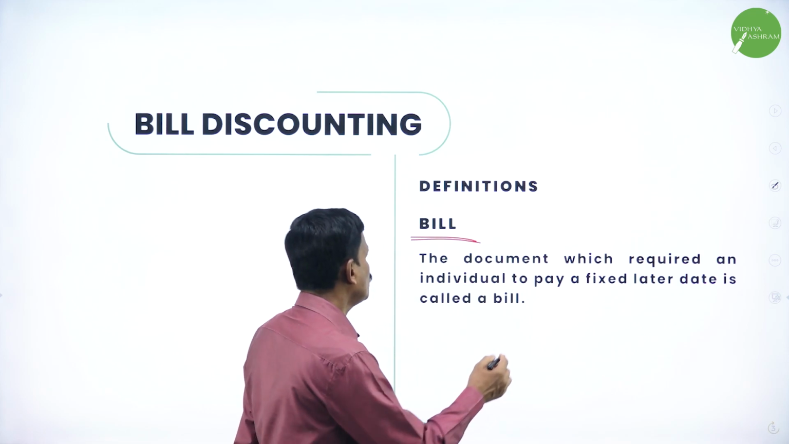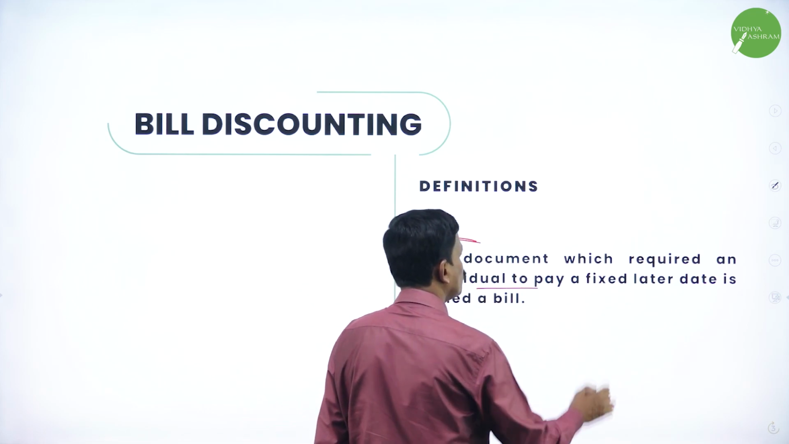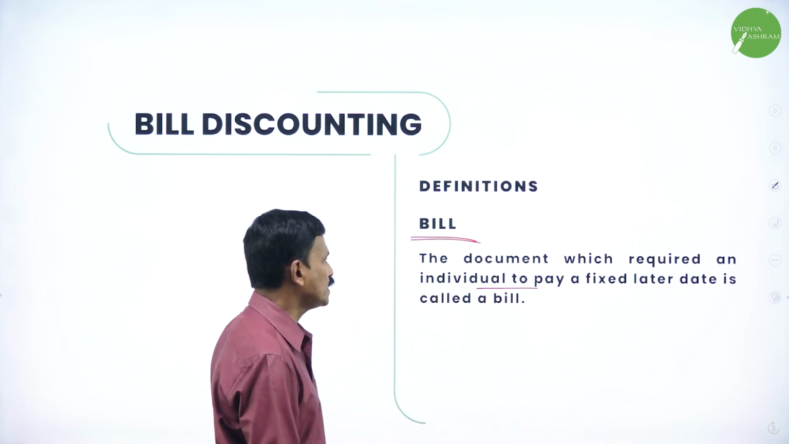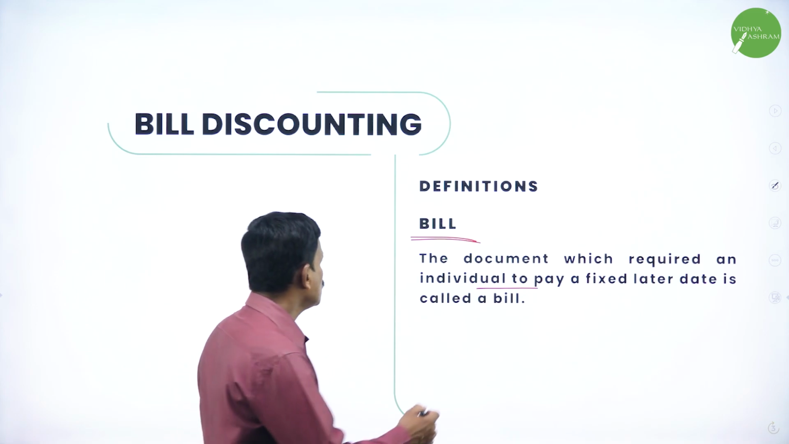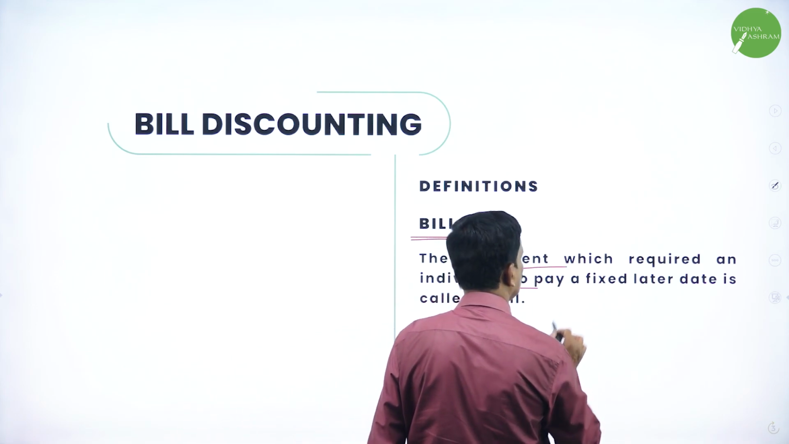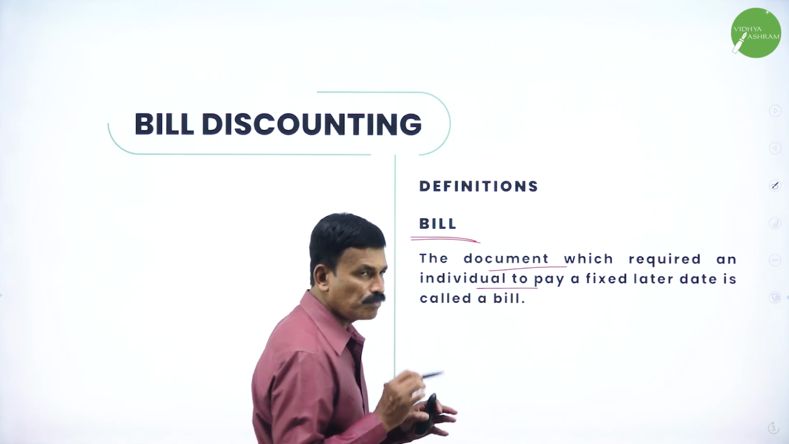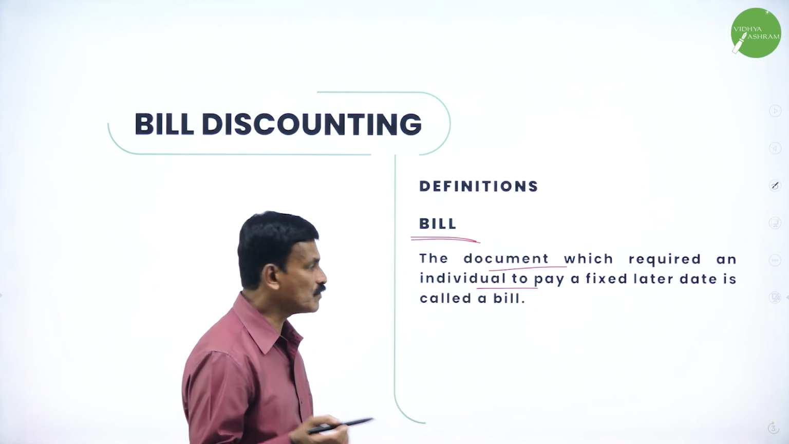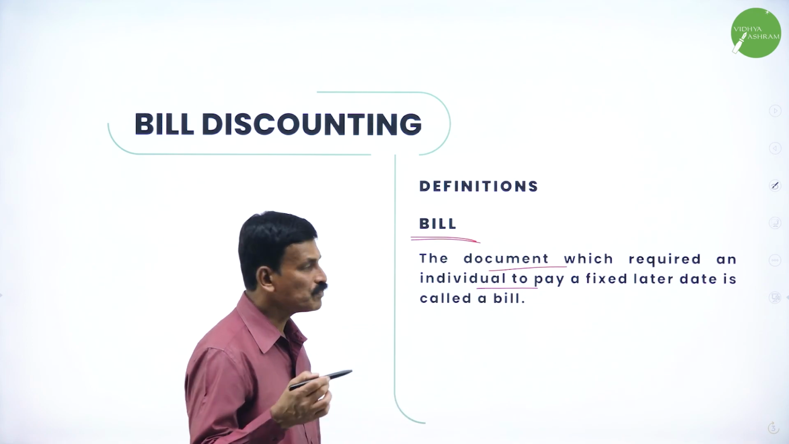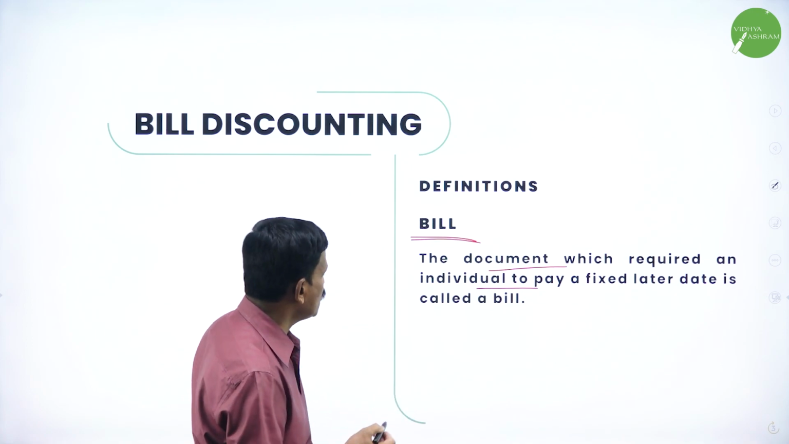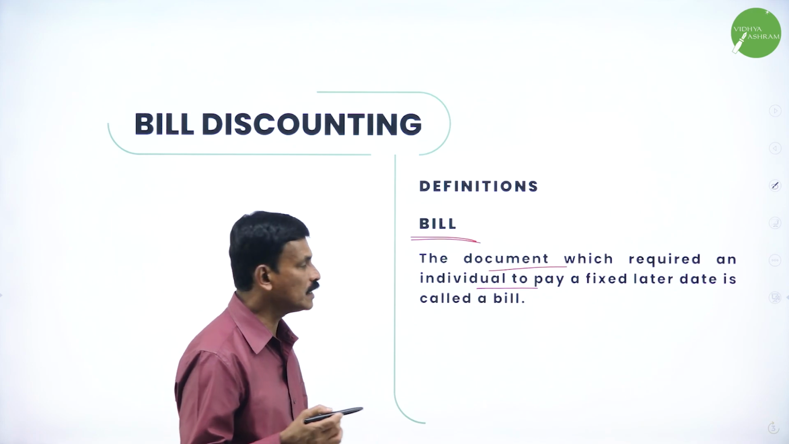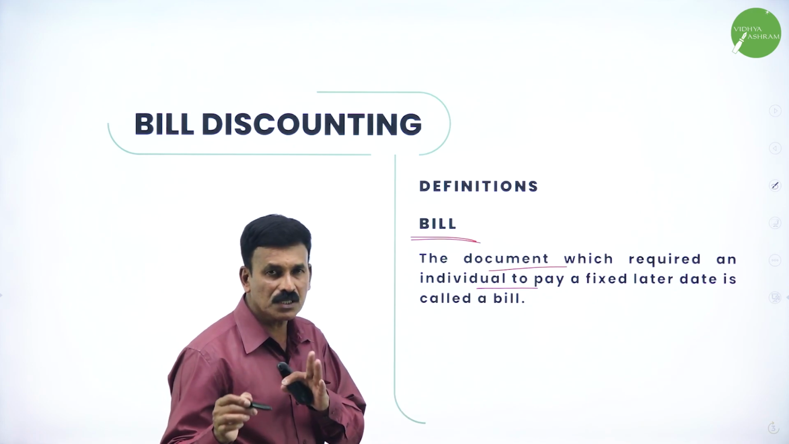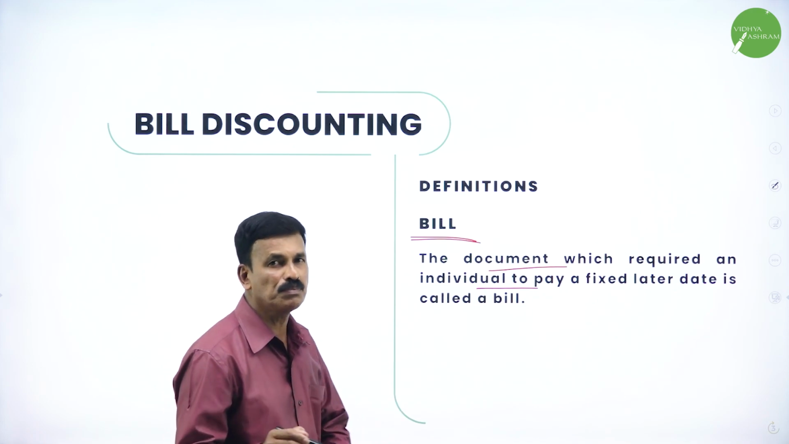The document which requires an individual to pay on a fixed later date is called a bill. So it is nothing but the document which requires the individual to pay on a fixed later date, that is called a bill, right? So it is nothing but a fixed document for an individual to pay.